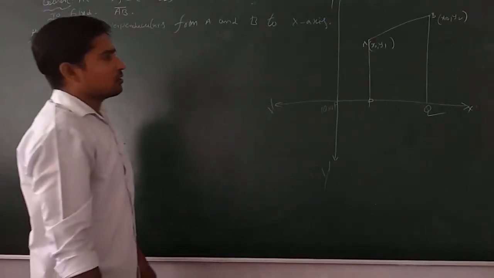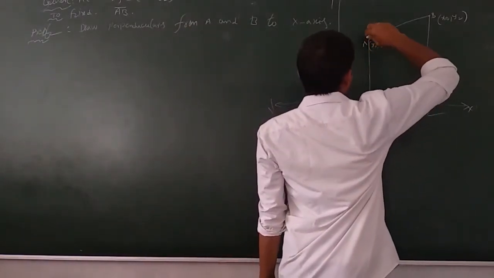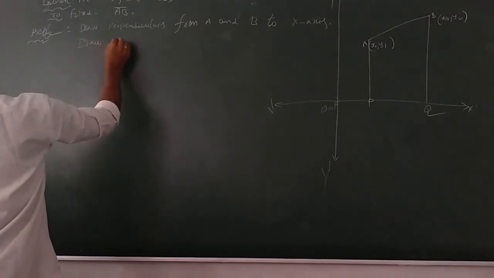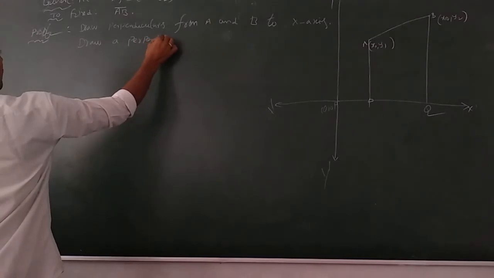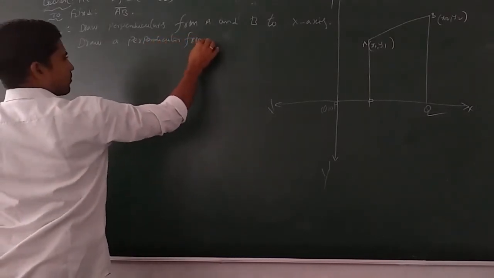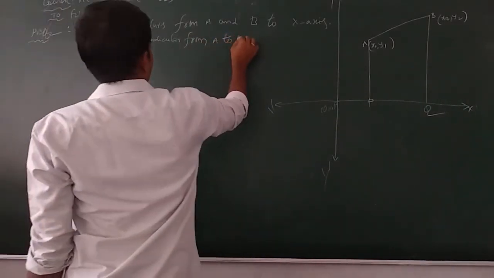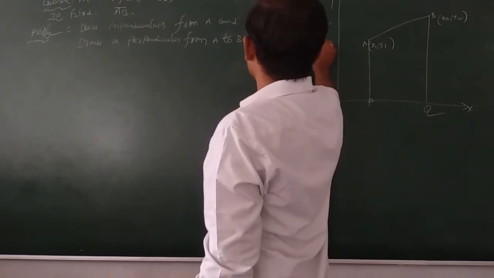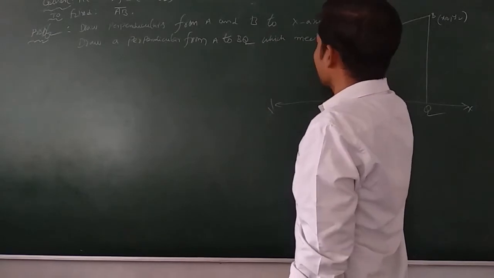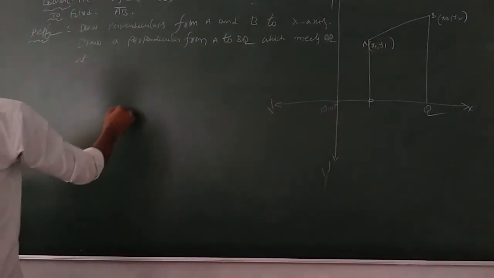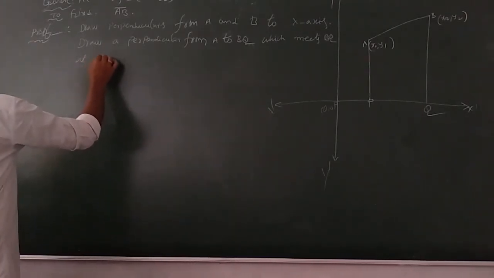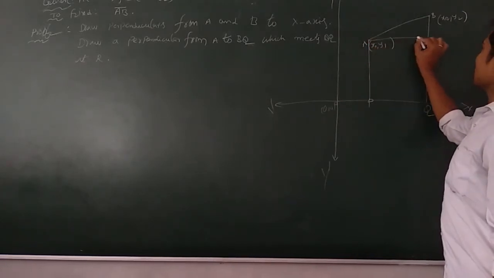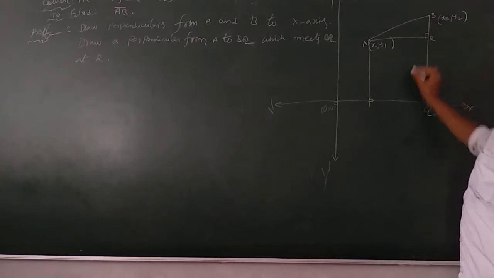Then drop a perpendicular from A to BQ. Draw a perpendicular from A to BQ, which meets BQ at, suppose, R. And draw a perpendicular from A to BQ, which meets BQ at R. Right?